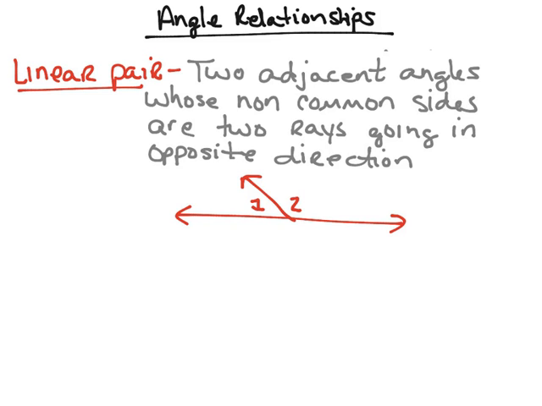Alright, next we're going to look at linear pair. A linear pair is when we have two adjacent angles whose non-common sides are two rays going in opposite directions. Now notice here we have two adjacent angles. We notice they're adjacent angles because they have a common side and they share a common vertex. However, we're looking at the two rays going in opposite directions. Notice how the non-common sides, which would be this side right here and this side right here, are two rays going in opposite directions. Therefore, we call this a linear pair.